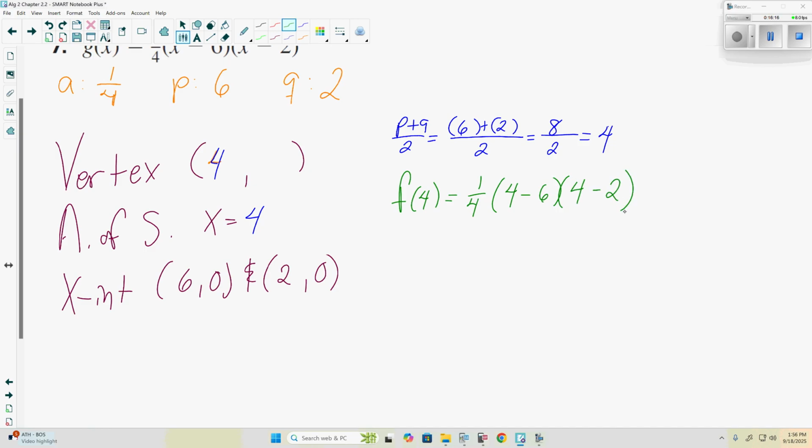Last thing we need to do is plug it in and simplify. Well, 4 minus 6 is negative 2. 4 minus 2 is 2. Now, how we multiply these, the order that we do it really doesn't matter. I would say negative 2 times 2 is negative 4. Negative 4 times 1/4 is negative 1.